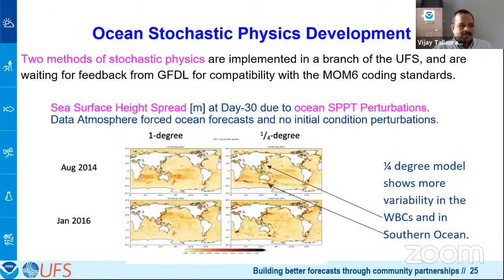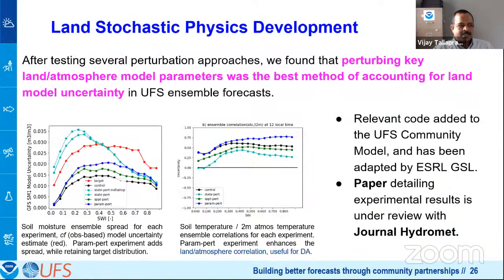We're also continuously looking into enhancing the representation of uncertainty in other component models. One is for the ocean model here, we are testing two different stochastic physics. One is the sea surface height spread, and the other one is the ocean SPPT perturbations. The quarter-degree model shows more variability in the western boundary currents and also in the southern ocean. And this will continuously be enhanced both for the coupled data assimilation as well as for forecast applications.